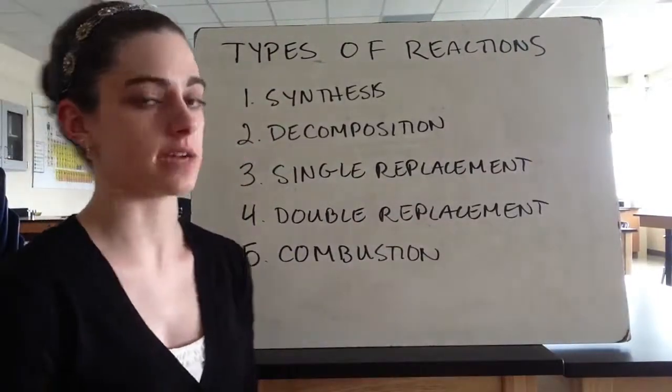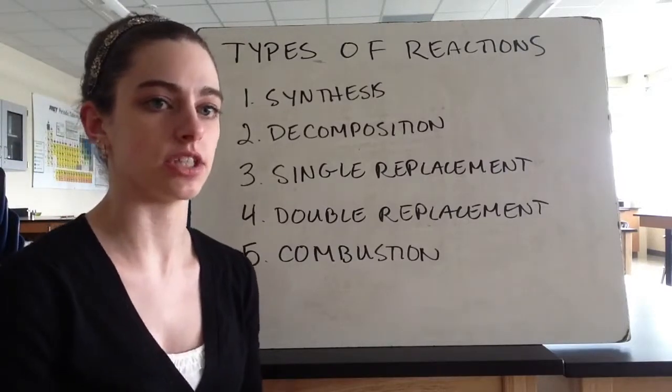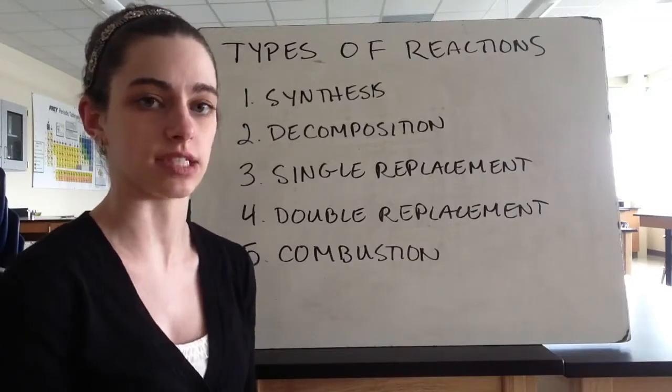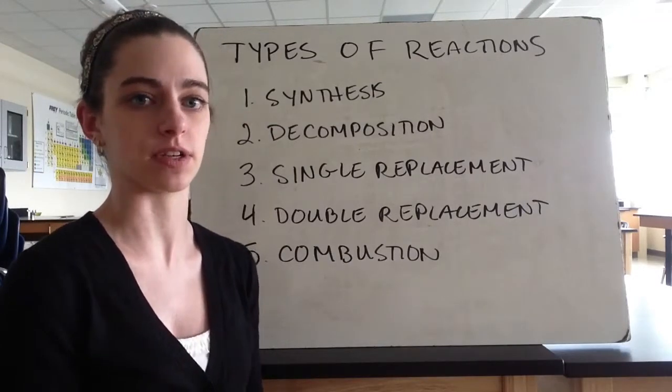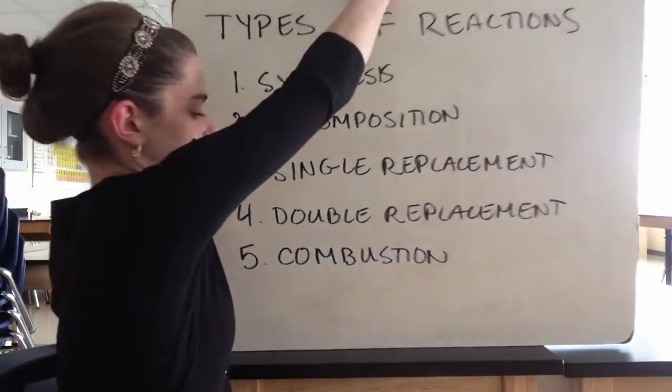We have 5 main types of reactions that we're going to look at. The first is synthesis, and then decomposition, single replacement, double replacement, and combustion. We're going to look at each of these individually, both with a definition, a general reaction, and then a specific reaction involving certain chemicals. So our first one is synthesis.